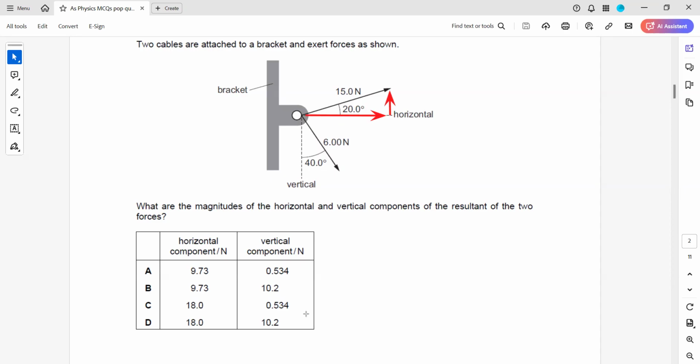So what will be the component here, which is with an angle? We'll write 15 cosine 20 degrees. And the component opposite to the angle, we'll write 15 sine 20 degrees. So 15 sine 20 degrees is acting upward and the 15 cosine 20 degrees is acting towards the right hand side.